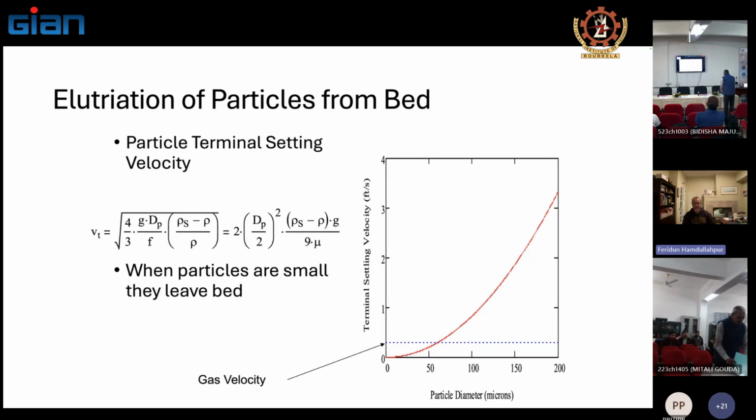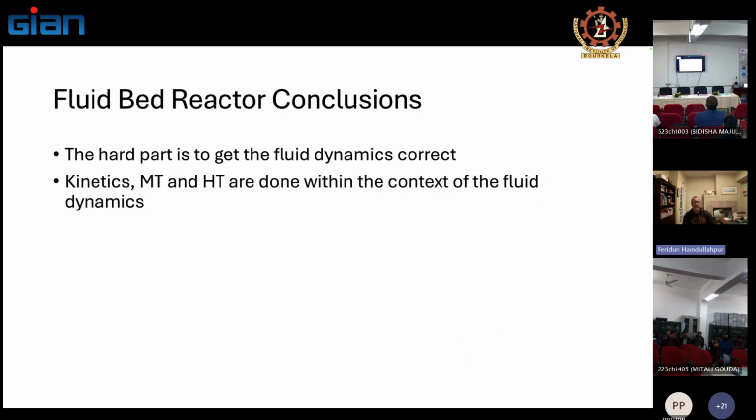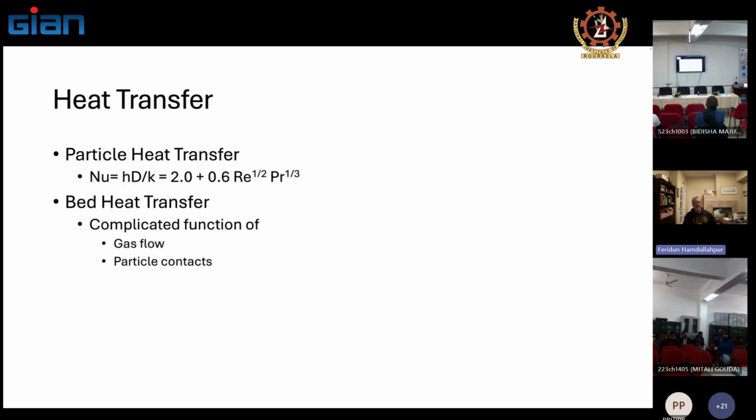And if you want to gain these particles back, you will add a cyclone at the end of your bed to capture those particles that escape from the bed and then bring them back into the bed, which will quickly tell us what to do as a next step. So, as I said, I tried to simplify it as best as I could, but getting the fluid dynamics correct is the most essential part for successful mass transfer and heat transfer operations in the fluidized bed.